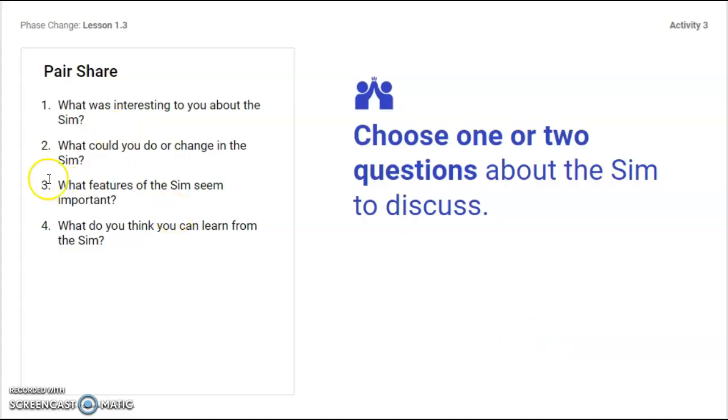Okay, now that you've explored the sim, choose 1 or 2 of these pair share questions to discuss with your group about the sim. What was interesting to you about the sim? What could you do or change in the sim? What seem to be important features of the sim, or what do you think you can learn from the sim? Make sure you discuss these with your partners because they may have noticed a few things that you may not have, and you may have noticed some things that they didn't.